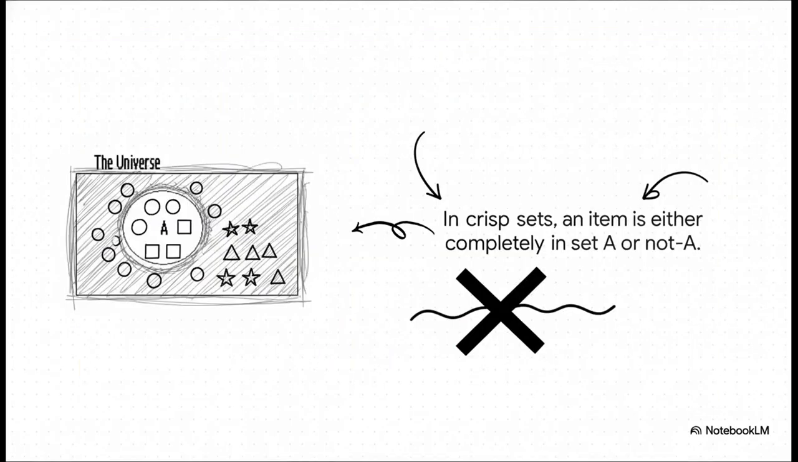Yeah, this all comes from this old idea in logic called the law of the excluded middle. It's a really fancy name for a simple idea. Something is either true or it's not. There's no third option. So, looking at this diagram, an item is either completely in set A or it's completely out of set A. No halfway, no straddling the line. It's one or the other.